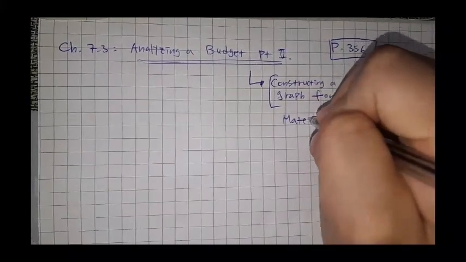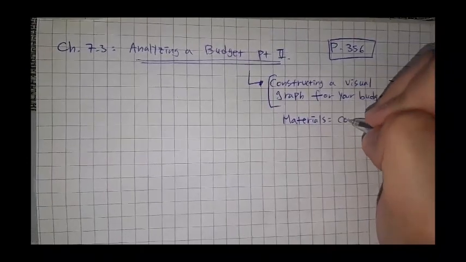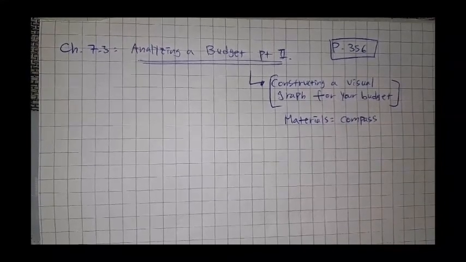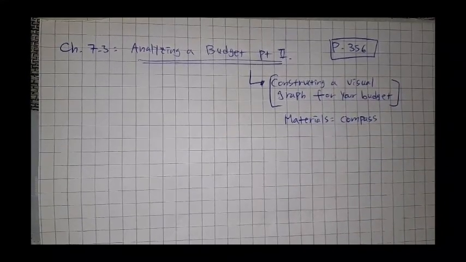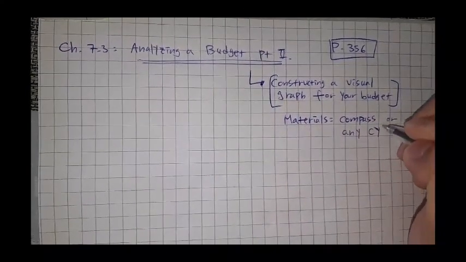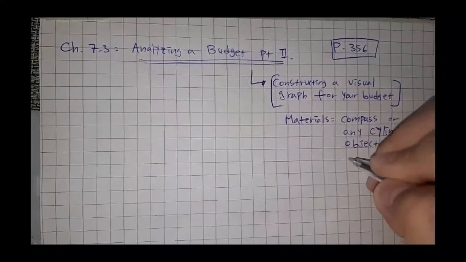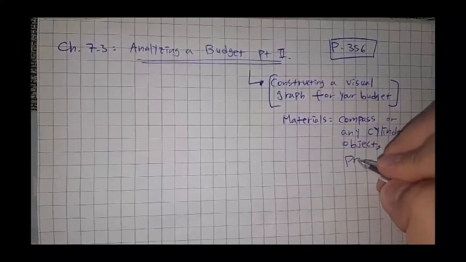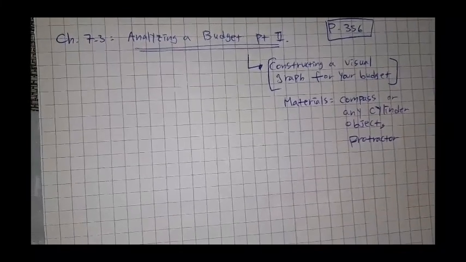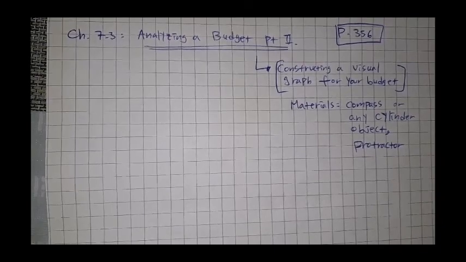Some of the material we need, some unique material we need. If you have a compass, that's good. If you don't have a compass, any type of cylinder object will be great, and I'm going to show you that later. And a protractor should also be another material that you can bring. So let's get this started.